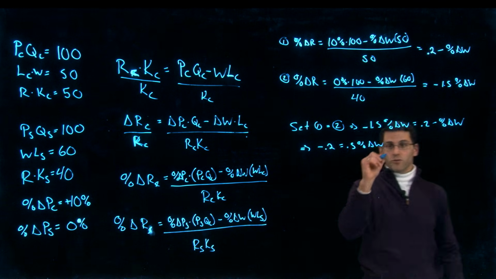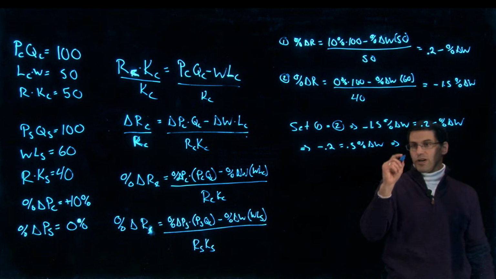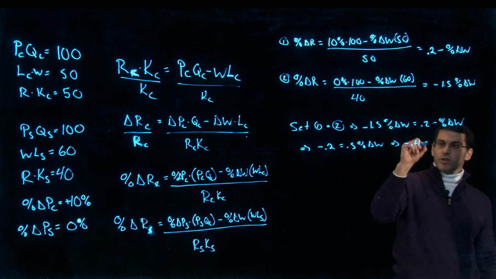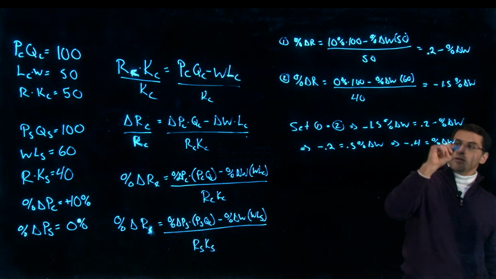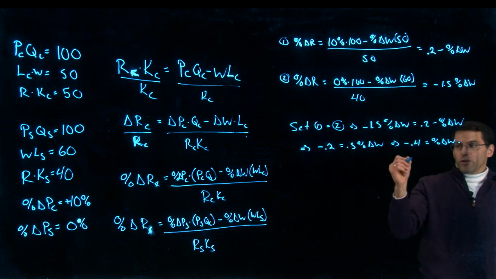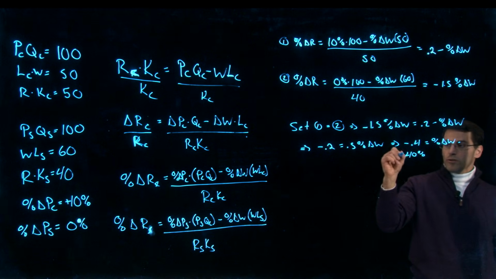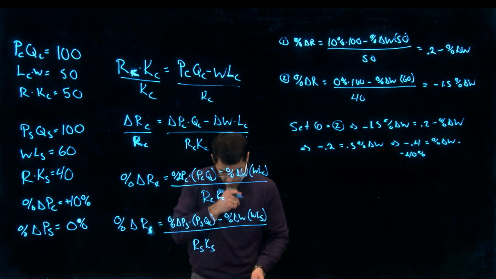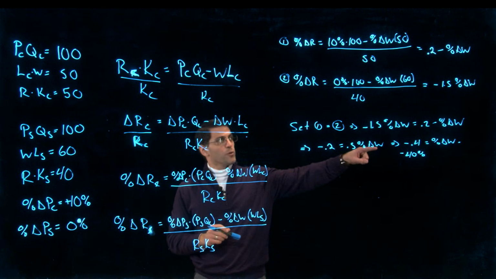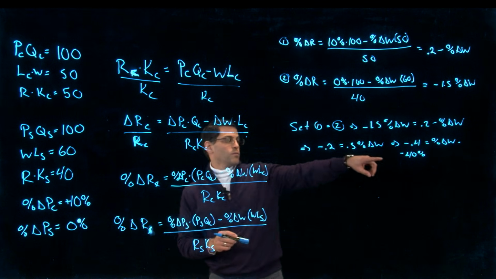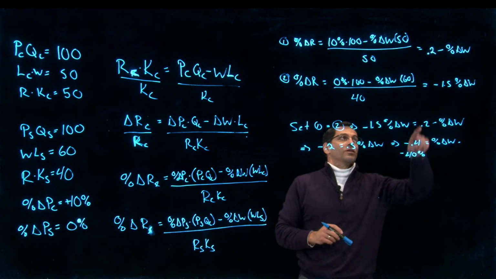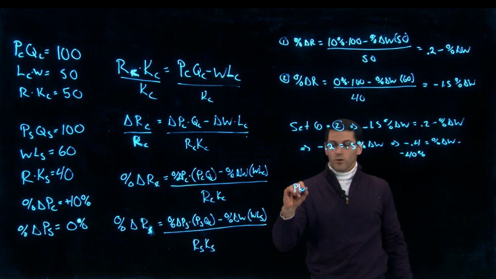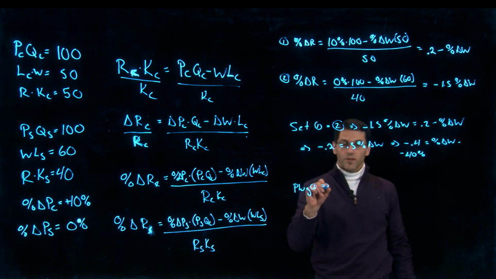Multiply both sides by 2 to get rid of the 0.5, and you get that the percent change in the wage is minus 0.4, right? Or in other words, minus 40%. So what do we go to as a next step? Well, we can now take that minus 40% and plug that into either one of our equations. So if I take that and plug it into 1, what does that tell us?